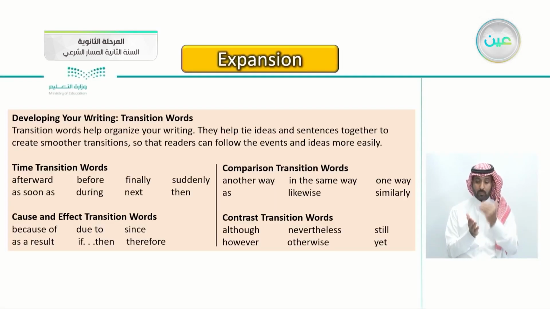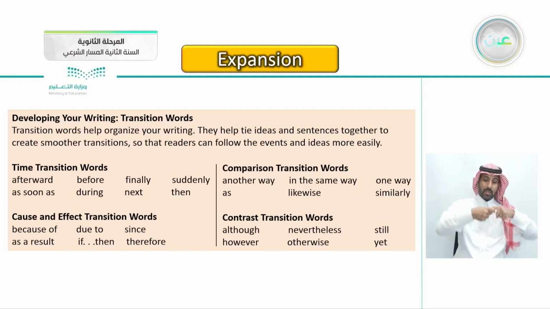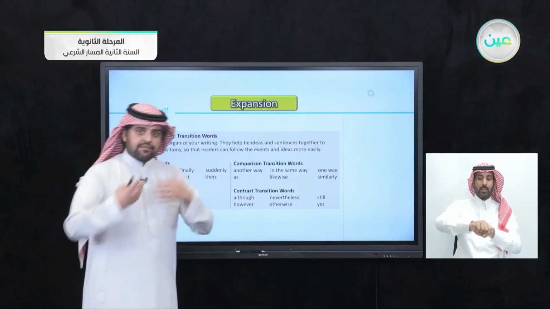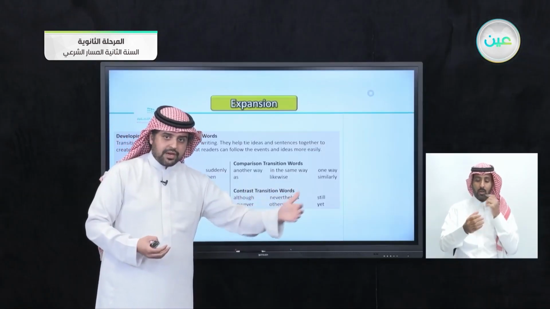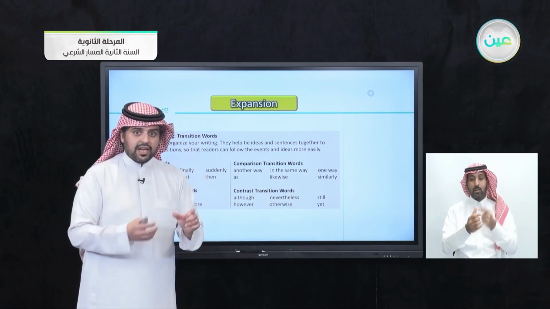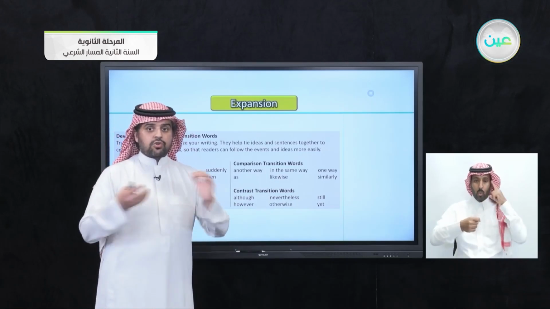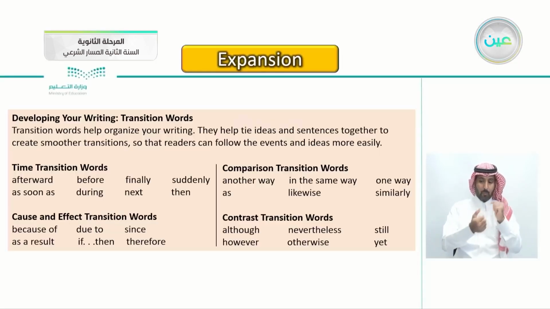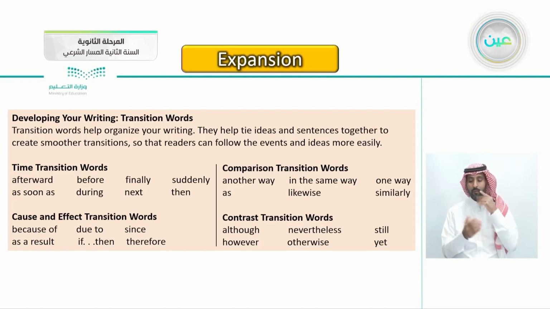Here are a few examples. Time transition words, so transition words about time. For example, here, afterwards, before, finally, suddenly, as soon as, during, next, then. So all of these are transition words related to time. For example, you're talking, then you say afterwards, then you come up with the other idea or the other event here. So the word afterwards is a transition word about time that connects two ideas or two events, two sentences together. Same thing with next, finally, then, and so on.